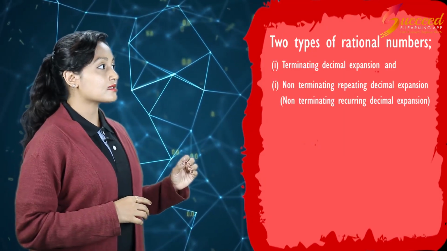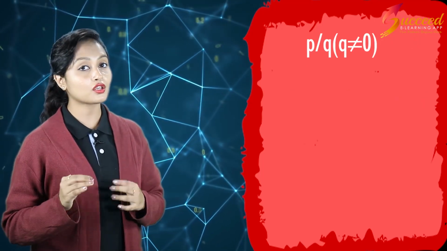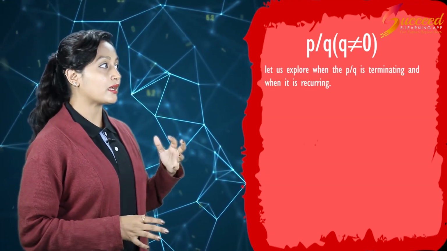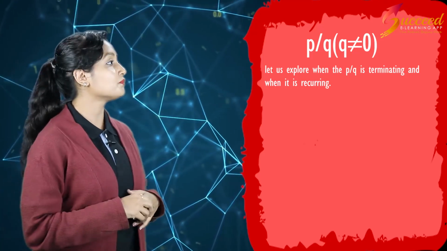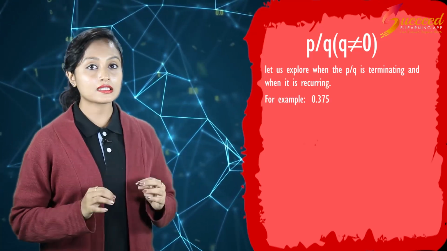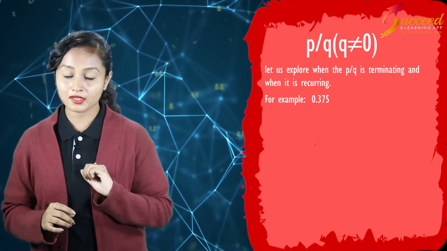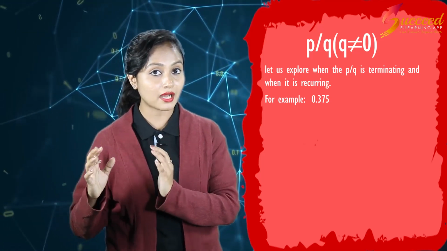Now, consider a rational number p divided by q, where q is not equal to 0. Let us try to explore when p by q is terminating and when it is recurring. For example, consider the number 0.375. If I have to express this in the format of p by q, how are we going to do this? Let us consider the number after the decimal point.